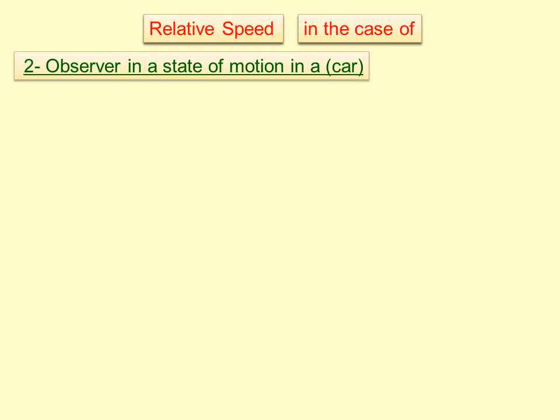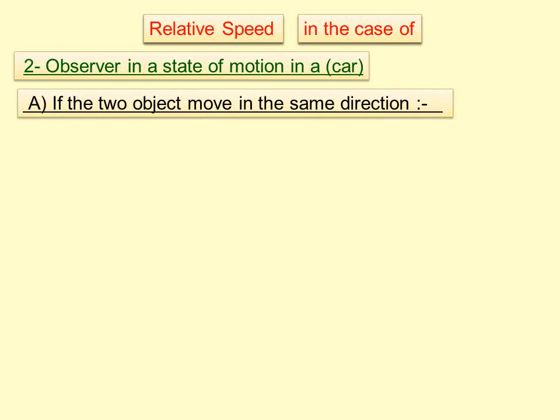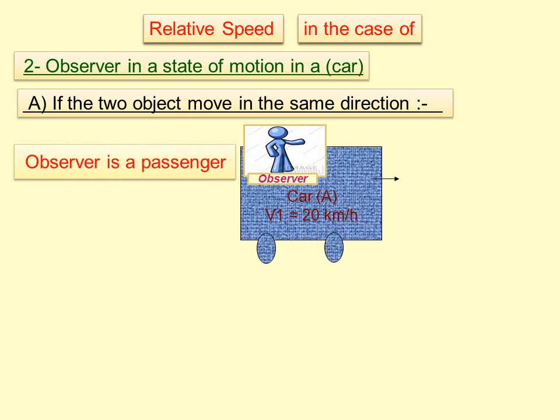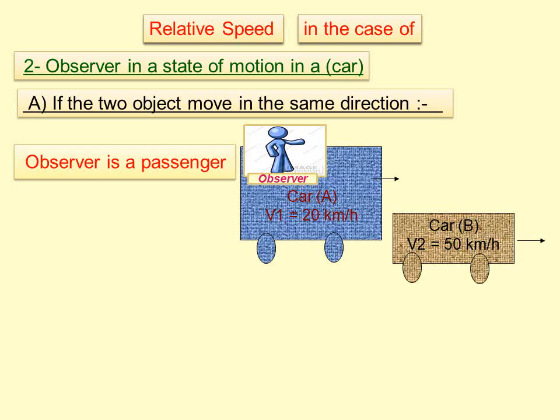We have the second one here, relative speed in case of an observer in a state of motion in a car. The body can change its position, not standing on the ground. Okay. The first case, if the two objects move in the same direction as each other. So we have an observer here inside car A, and its speed V1 equals 20 kilometers per hour. The observer is a passenger, and we can measure the speed of car B, V2, here equal to 50 kilometers per hour.